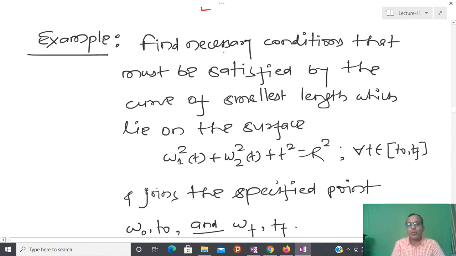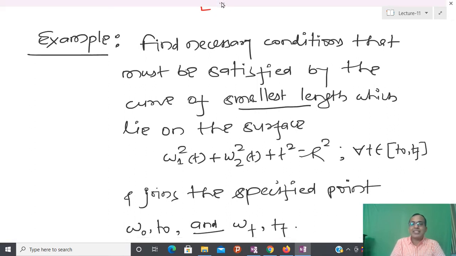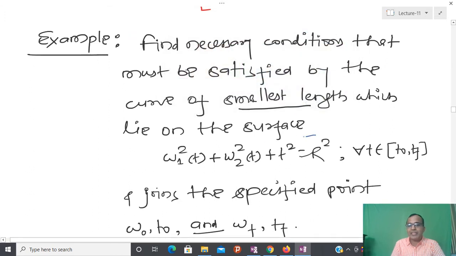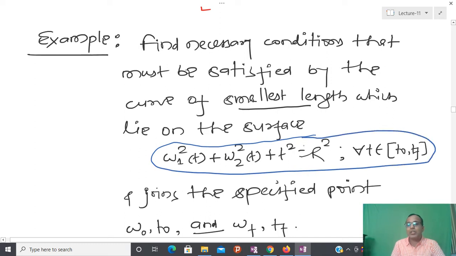Now let us try to see one example. What is our goal? I have to find the necessary condition that must be satisfied by the curve of smallest length which lies on this surface. So now you can see that a specific point type of constraint comes into the picture. What I am saying is that the smallest length should lie on this surface. You already know that if I have to find the smallest length in some plane, that is nothing but a straight line.